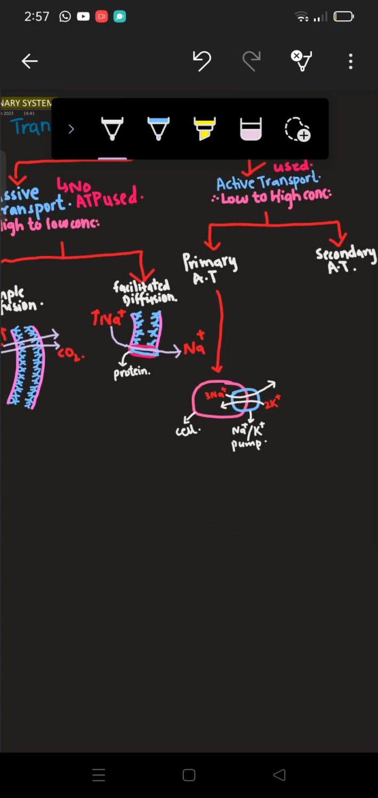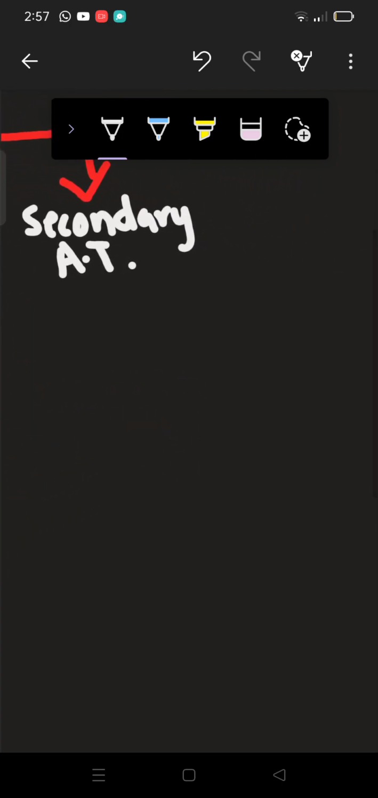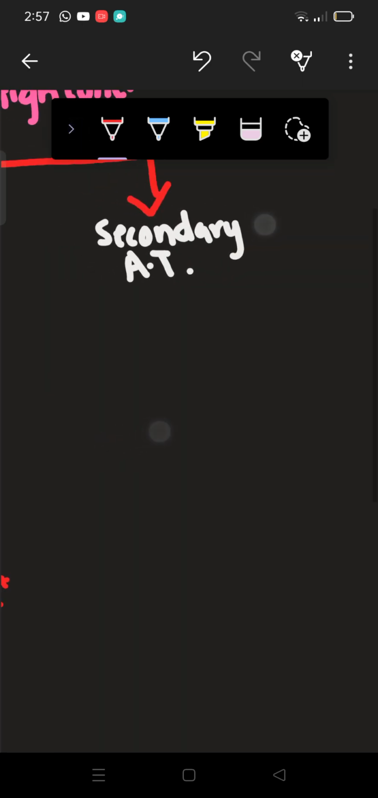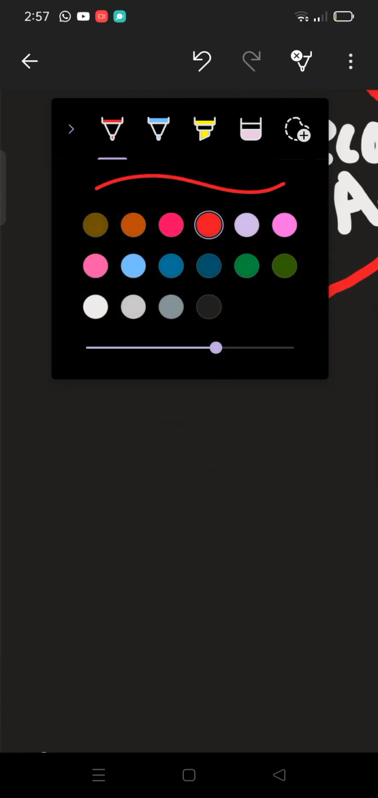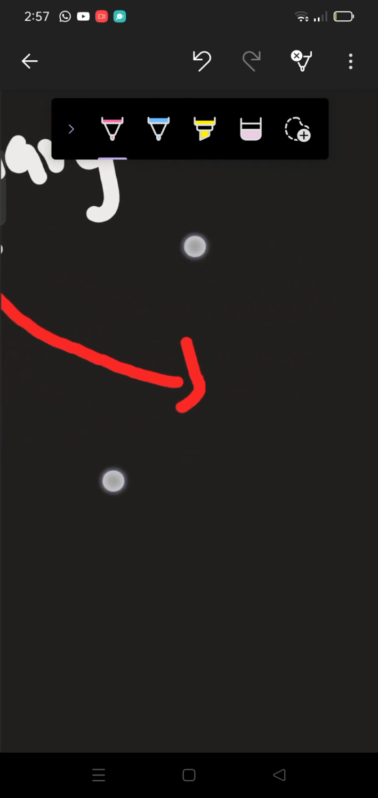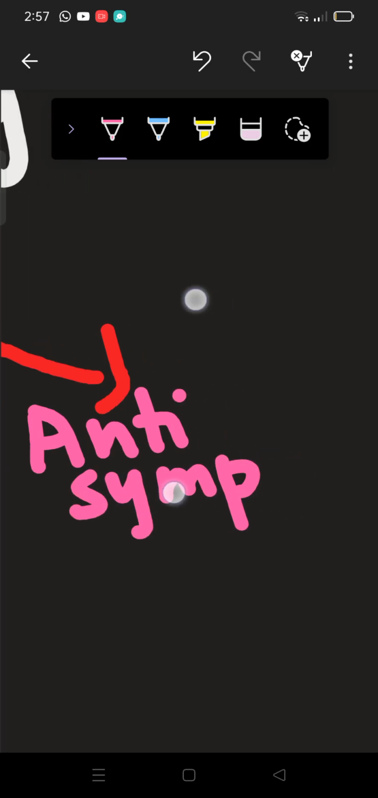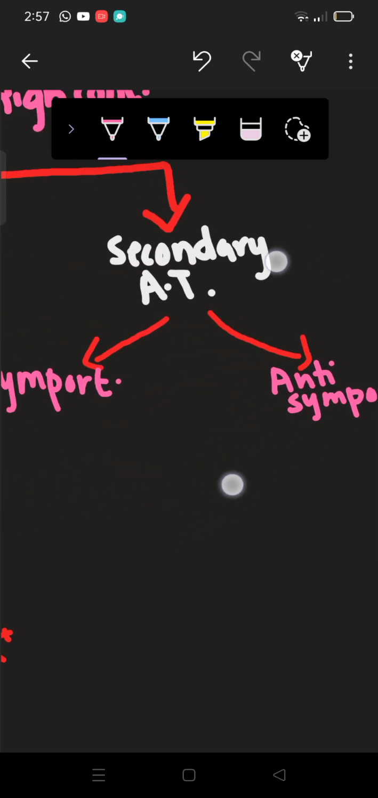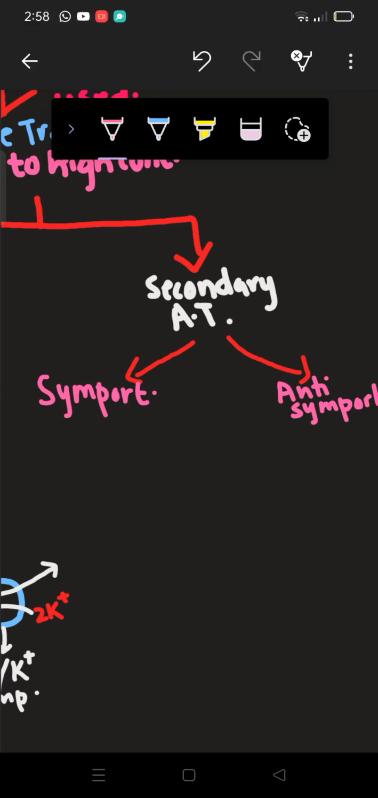Alright, now we are going to discuss secondary transport. In the secondary transport, again we have two types. The first one is symport and the other one is anti-symport. As you can see here, secondary active transport is further divided into two parts, symport and anti-symport.